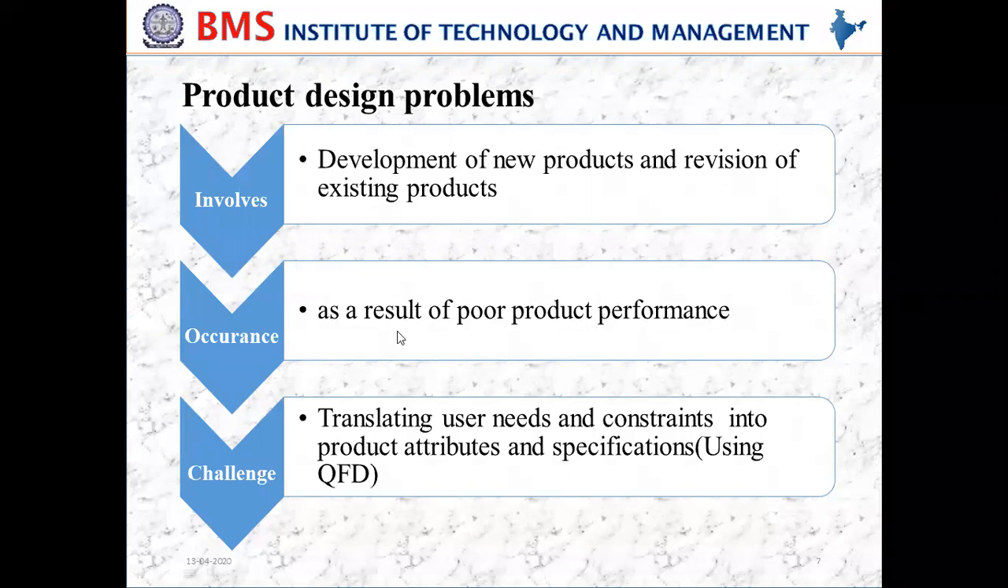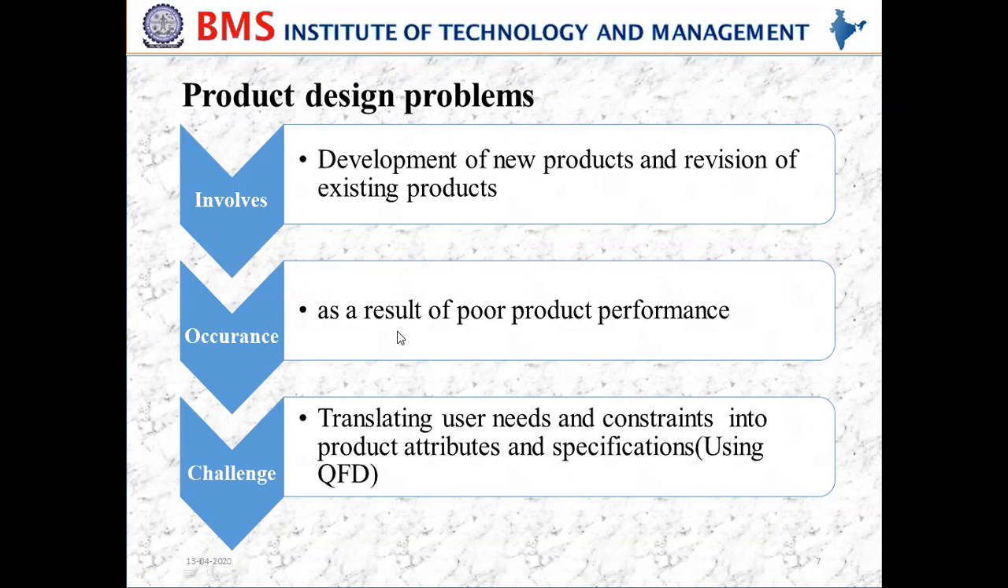Because when I design the product, the product is ultimately used by the end user or customer, the external customer. So the external customer has to be satisfied with my product design. In order to do that, I need to translate the customer needs and constraints into requirements or specifications, product attributes and specifications. If you are able to translate the user needs and constraints into specifications and attributes, then we can solve these kinds of product design problems, because customer satisfaction is very important.